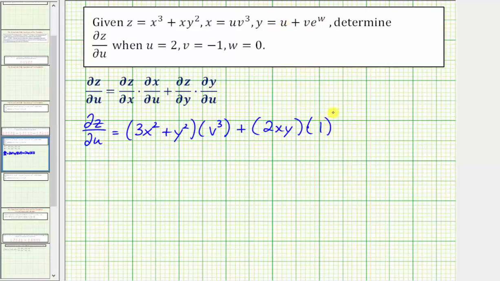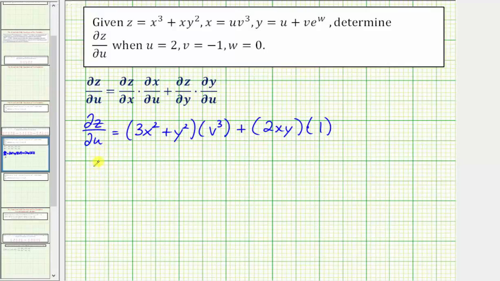Now from here, if we were asked to give the partial of z with respect to u, we would want this function in terms of just u, v, and w. But for this question, because we're just evaluating it at u, v, and w, instead of performing substitutions for x and y, let's go ahead and leave it in this form. And what we'll do is determine the value of x and y when u equals 2, v equals -1, and w equals 0. That'll make the substitution a lot more manageable.